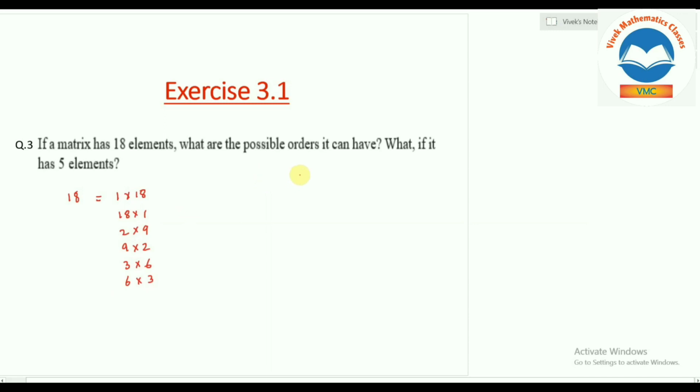Same thing you have to write for 5 elements also. 5 is also a prime number, so we can write 1 cross 5 and 5 cross 1. That's all.